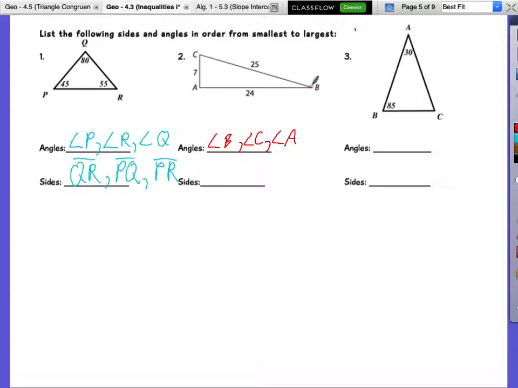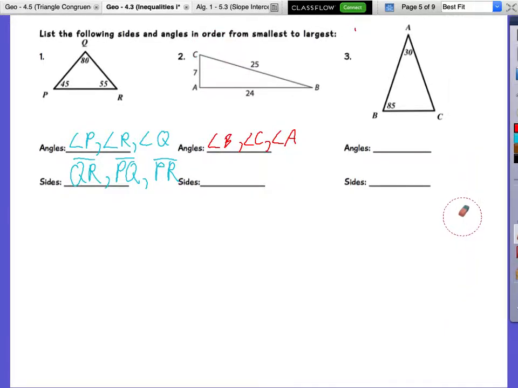So angle B. Is this an angle, Kennedy, or is this a side? Side. We're talking about angles. So angle B is this right here. Angle C is this right here. And angle A is that right there. So we're saying this is the smallest angle, this is the medium angle, this is the largest angle. Does that make more sense? Yeah. Okay.